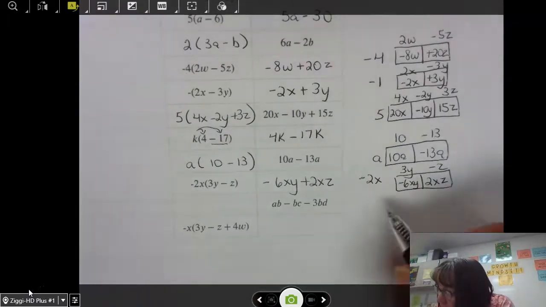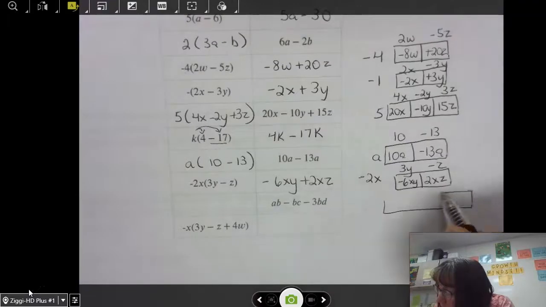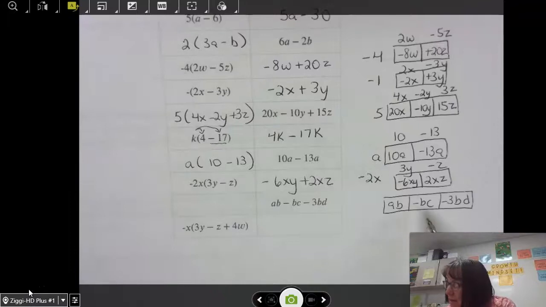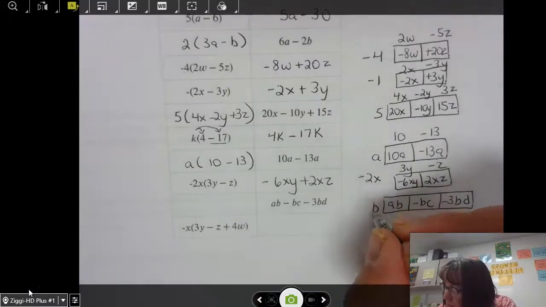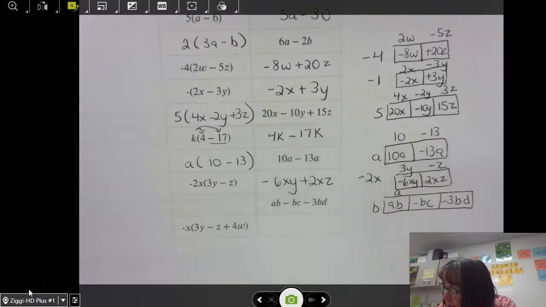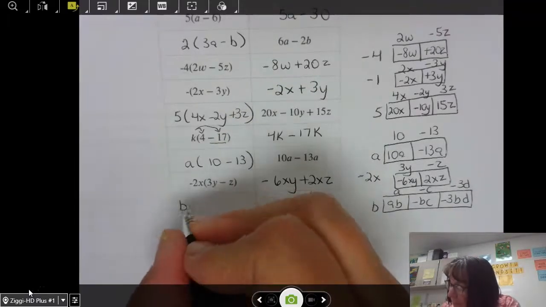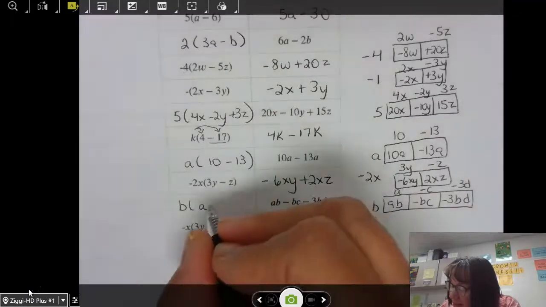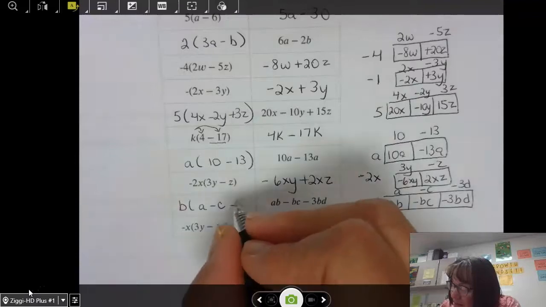When you look to see what's the same in the next problem, we got over 3 boxes. We have AB, a negative BC, and a negative 3BD. Well, there's a B in every box that I can take out, which leaves me A, negative C, and negative 3D. So I took out a B, and I have A minus C minus 3D.